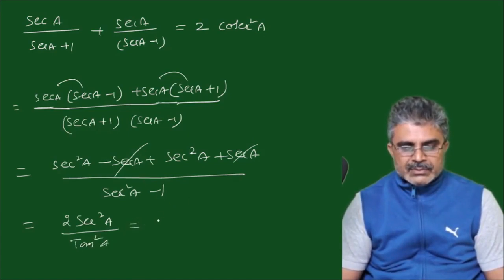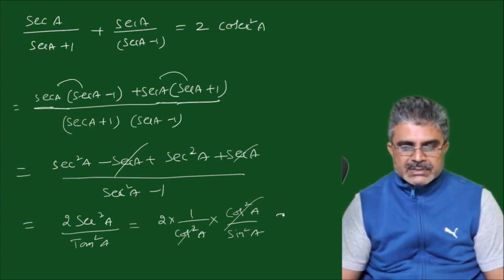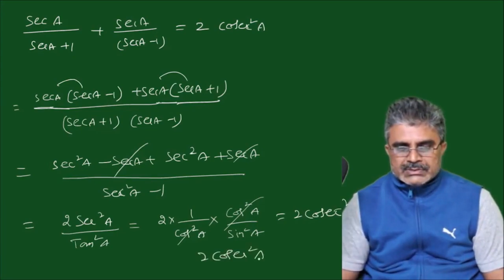So with this you will have 2 into, directly also we can do. So here I am writing individually like cos square A. This tan square A can be written as sin square A by cos square A. By reciprocating this one, you will have cos square A by sin square A. Cos square A gets cancelled. Your answer is 2 cosecant square A. 2 cosecant square A is the answer.